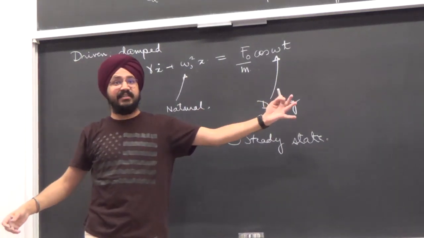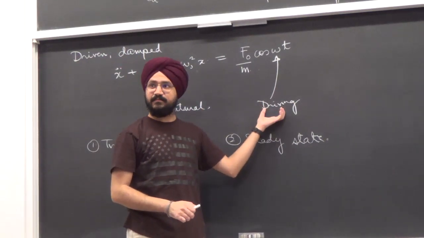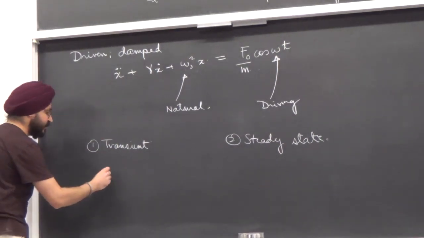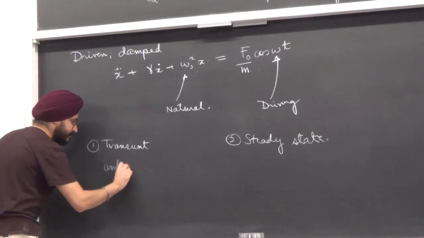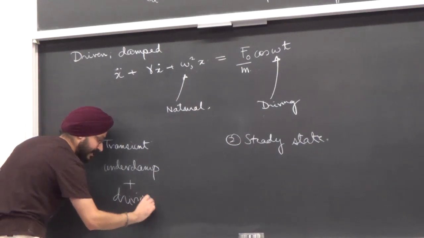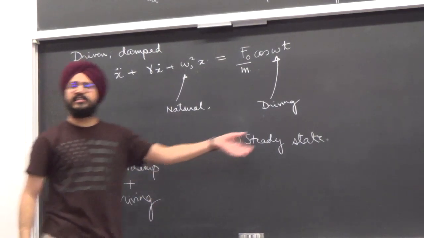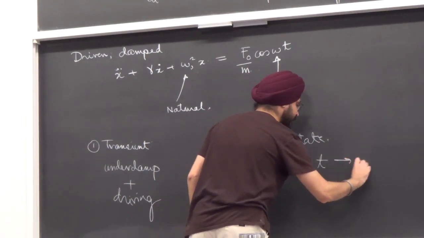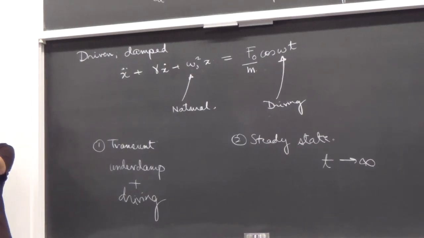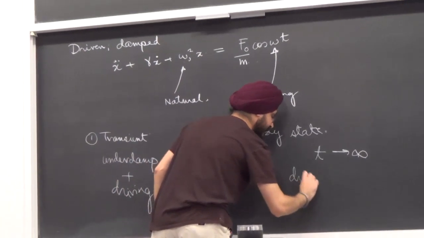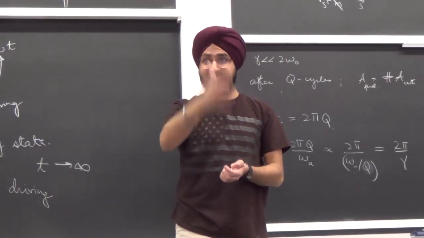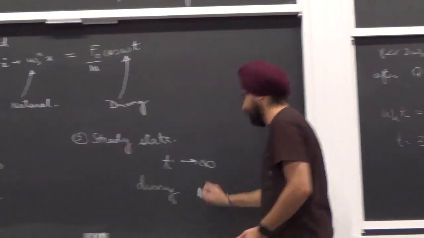What just remains is my driving frequency. So in the transient state, it's a mess. It's a combination of the underdamped case plus my driving piece. They're both playing together. For long times, as t goes to infinity, the natural underdamped piece has died out, and all that remains is the driving piece.